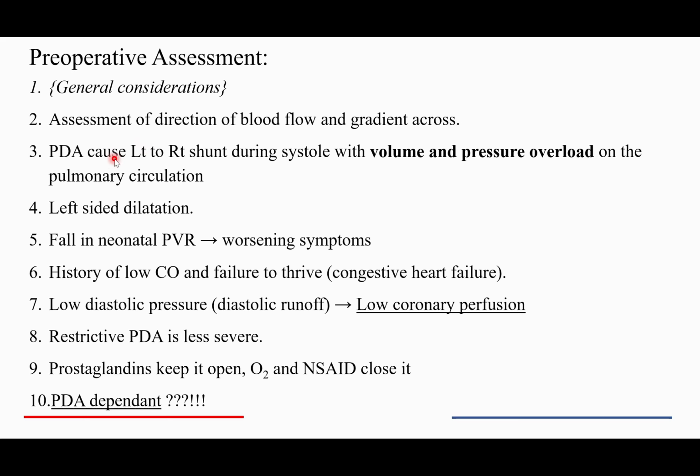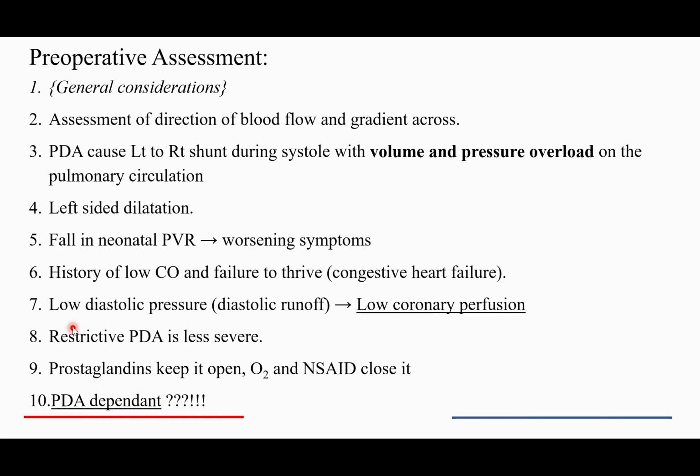Assessment of the direction of blood flow and gradient across the PDA. PDA causes left to right shunting during systole, like the VSD, and volume and pressure overload on the pulmonary circulation, causing rapid development of pulmonary hypertension. Left-sided dilatation, fall in neonatal pulmonary vascular resistance, worsened symptoms, history of low cardiac output, failure to thrive, congestive heart failure. All these are similar to the VSD.